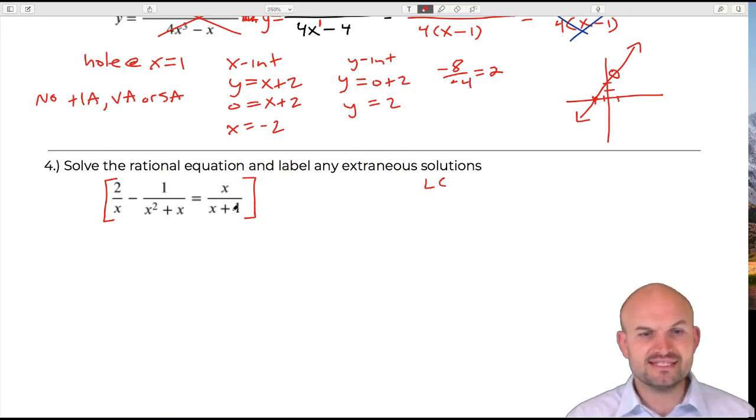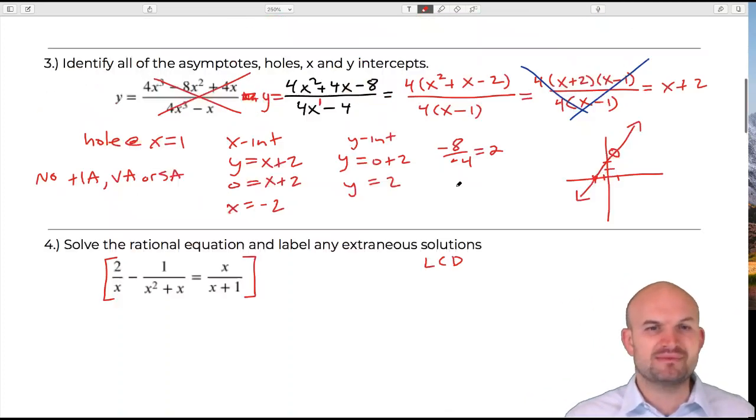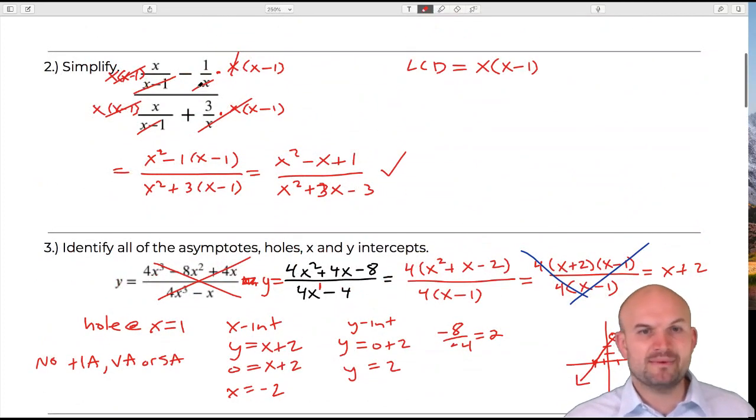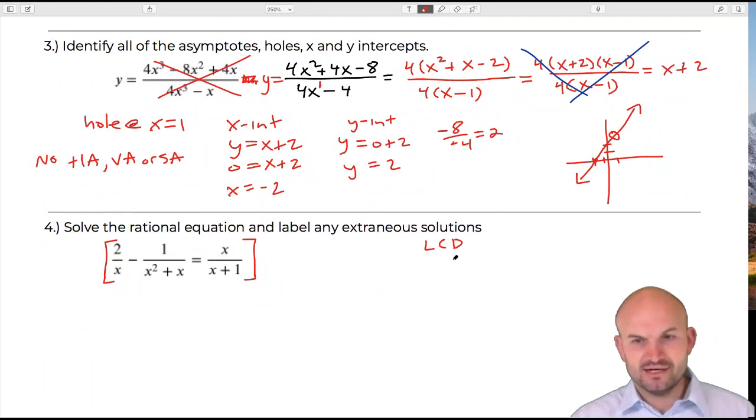So again, now in this case, we don't want to go as easy as just, and here's a common mistake students make. They just see the denominators and they just multiply them, right? Because in this example, that's what happened. But if you did that here, well, you're going to have a really big LCD. X times x squared plus x times x plus 1. Like that's kind of huge.